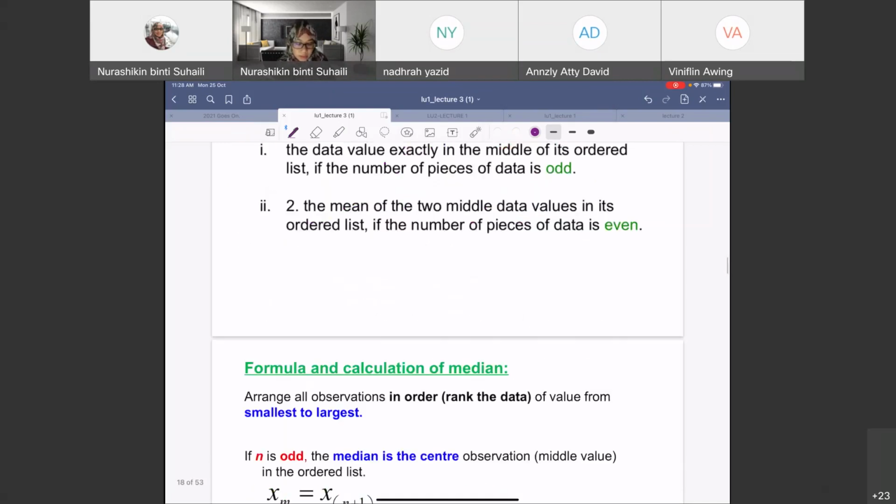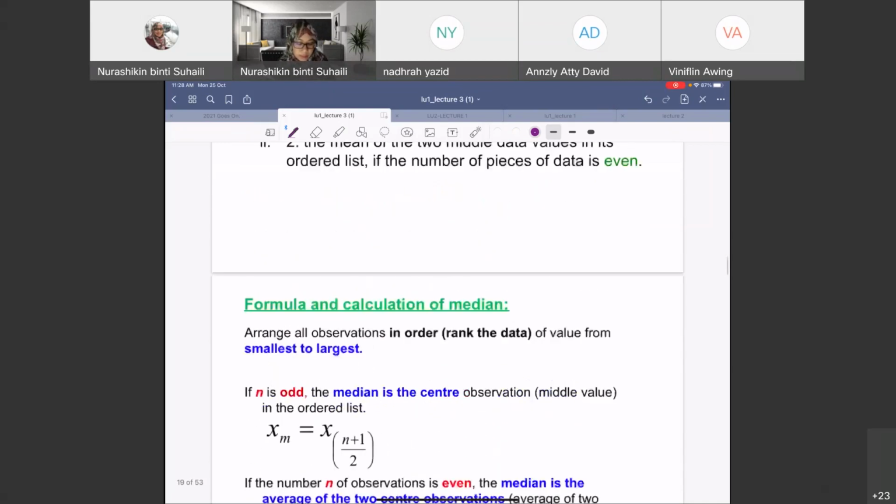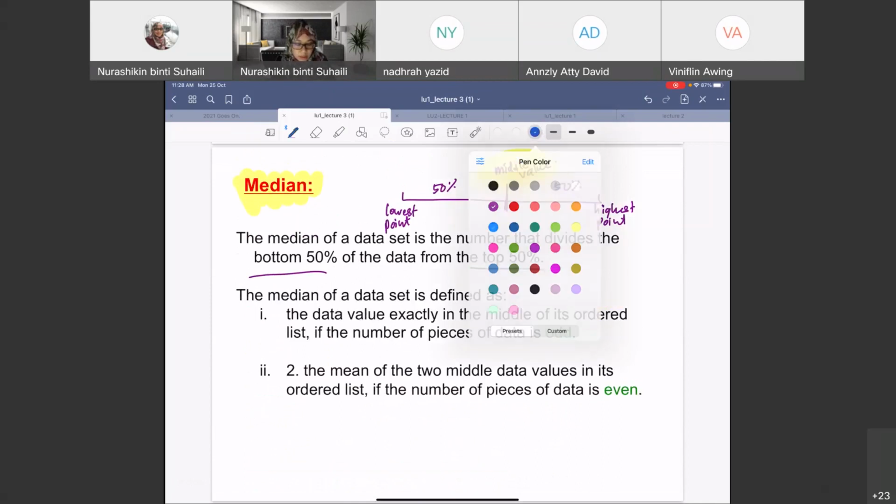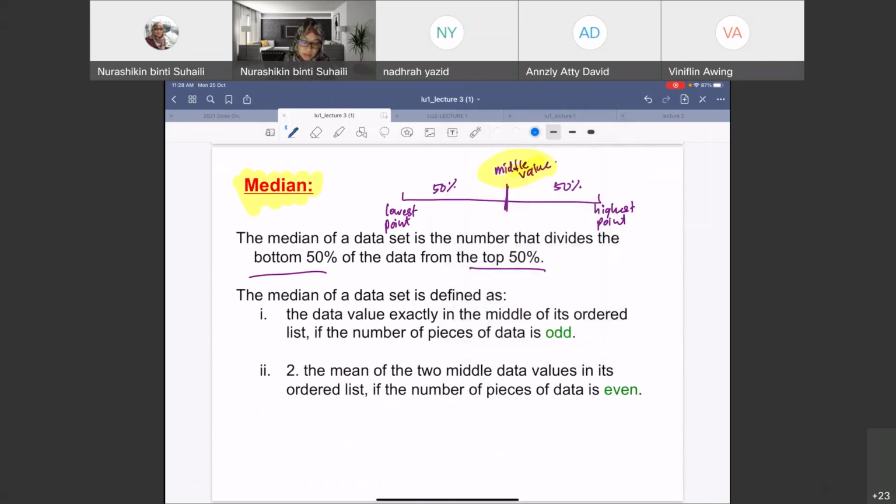Okay, so when we want to find the median value, let's say we have the data points. There are two situations. The first one, let's say we have the n, what I mean by the n is the number of data points. It could be an even number, and it could also be an odd number.